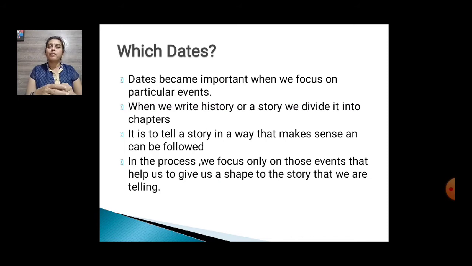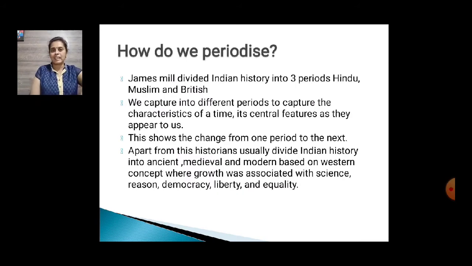In the process, we focus only on those events that give shape to the story that we are telling. So we are focusing only on that particular story. It has something to share, and it has some sense. हाँ, है कुछ sense इसके कहने में, like that.